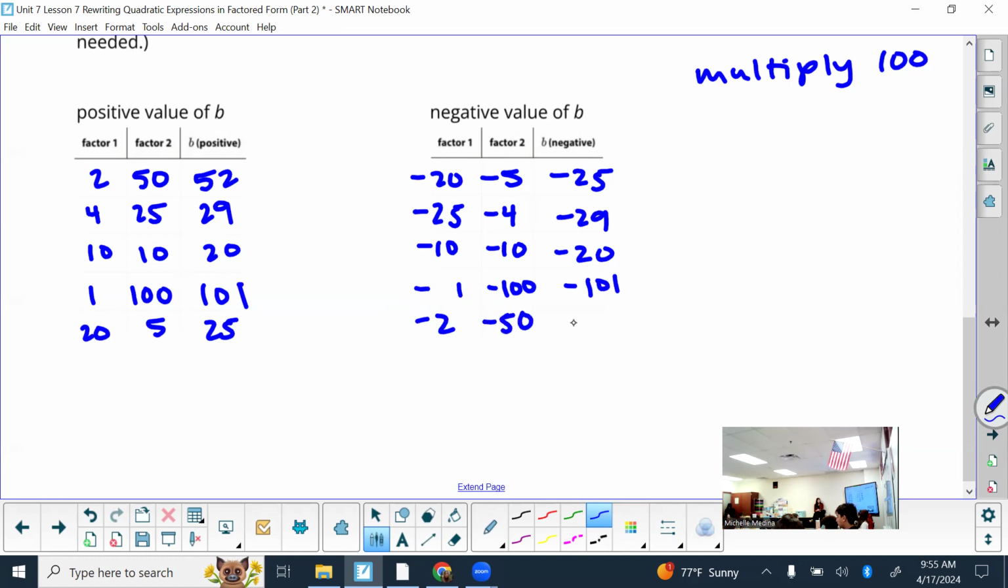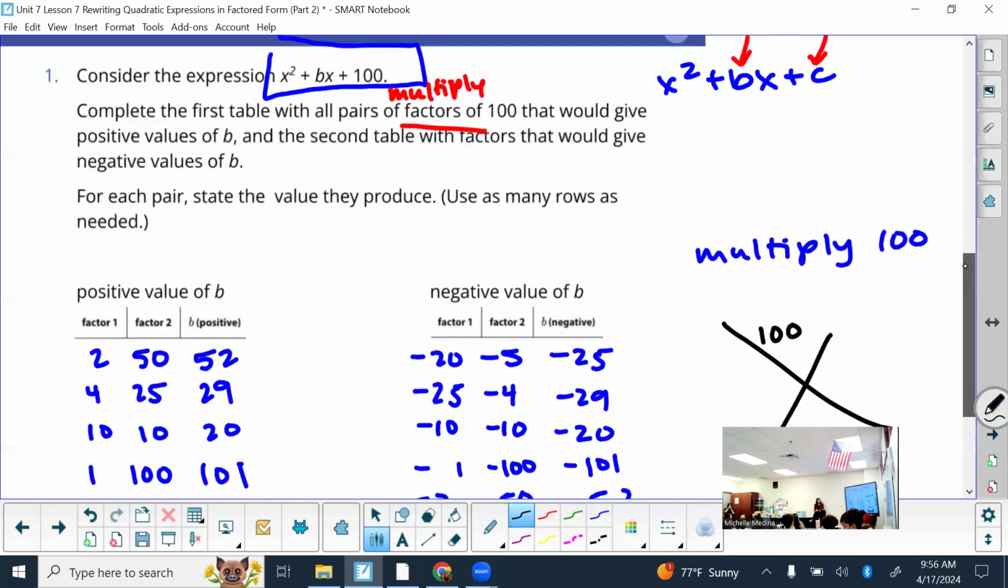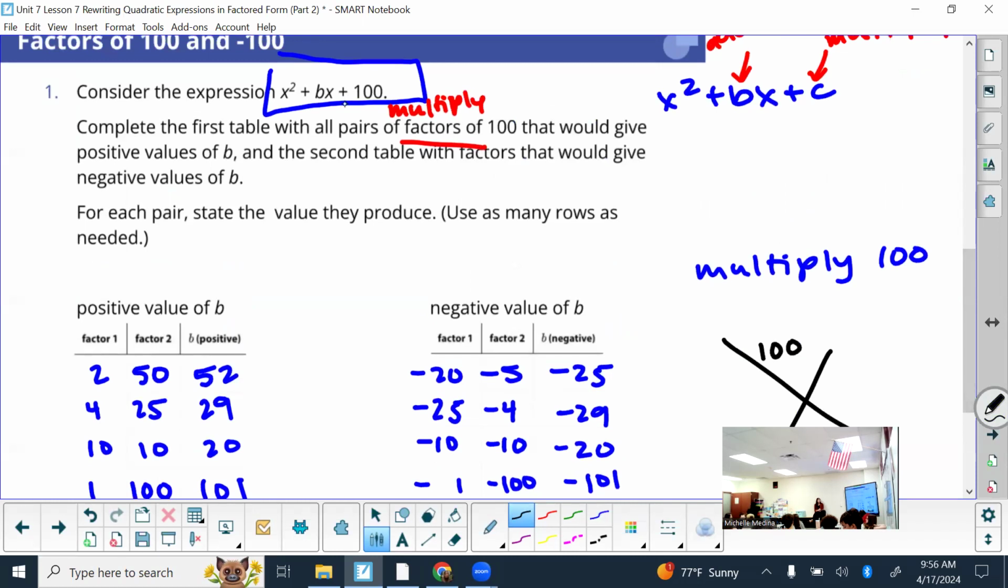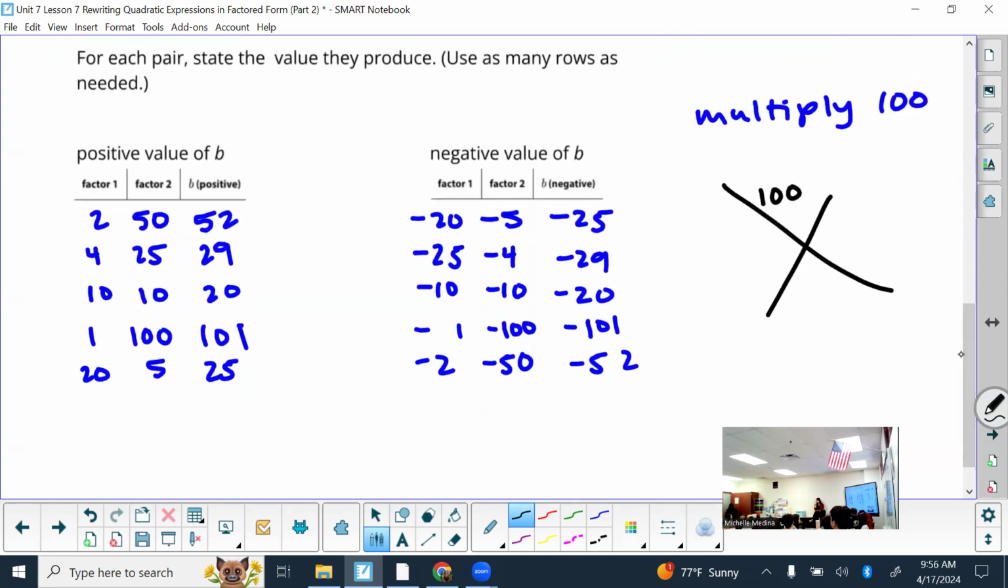And when we add them, we get... And that's all of them. Those are all the possible combinations that can multiply to 100 and add to either a positive or negative. So this is really close to something that'll be on your constructed response. It'll say, given this, what could B be, or what could the factor form be that gives a positive value for B, and so on. So good. Any questions on multiplying? Most of this is integers.